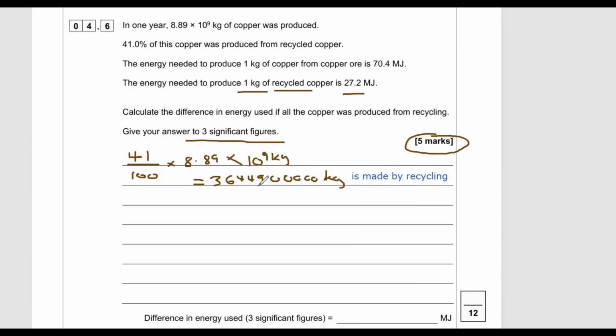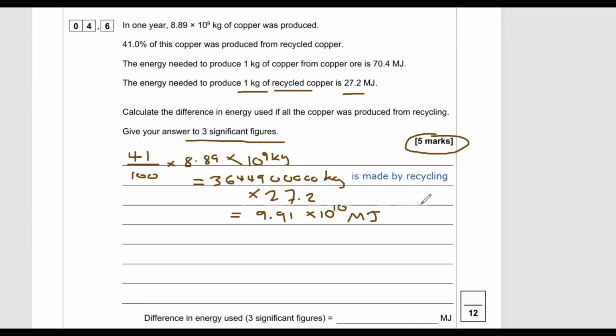Now we're going to times it by 27.2 megajoules. The M, by the way, a big capital M, means it's megajoules, not millijoules. So we're going to times it by 27.2, and this is going to tell us how many megajoules was used to produce recycled copper. So it's 9.91 something or other, but I'm going to round it to 9.91.